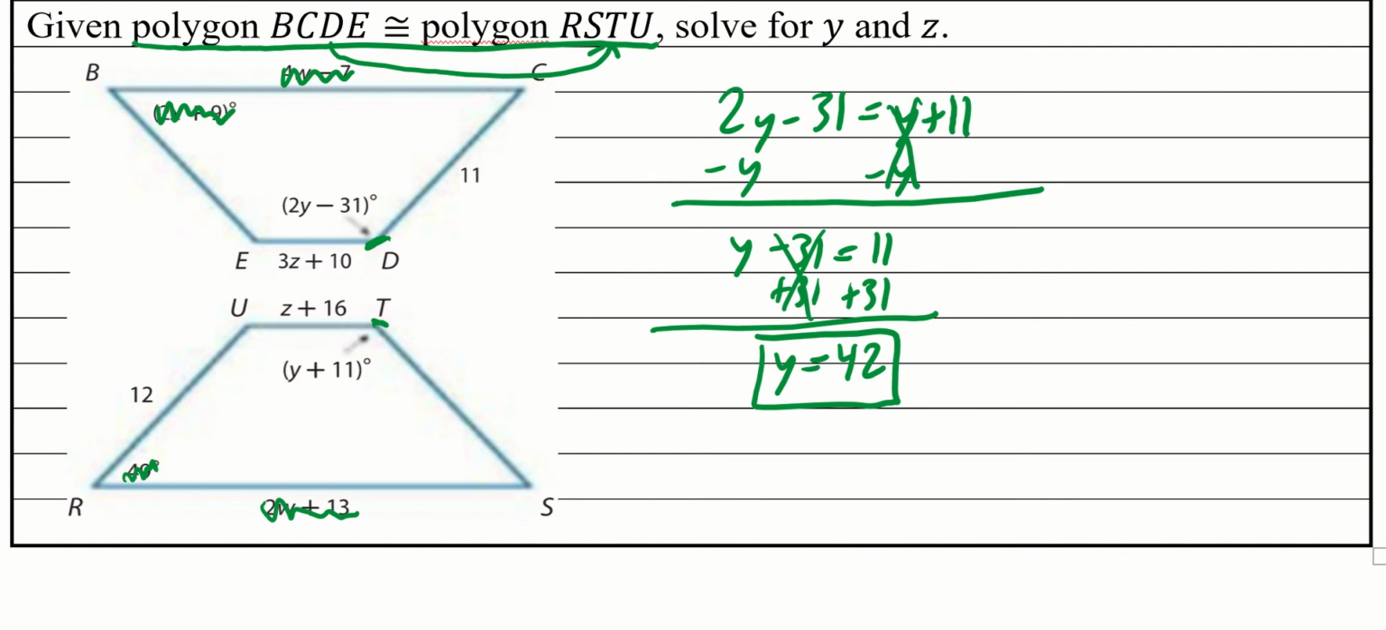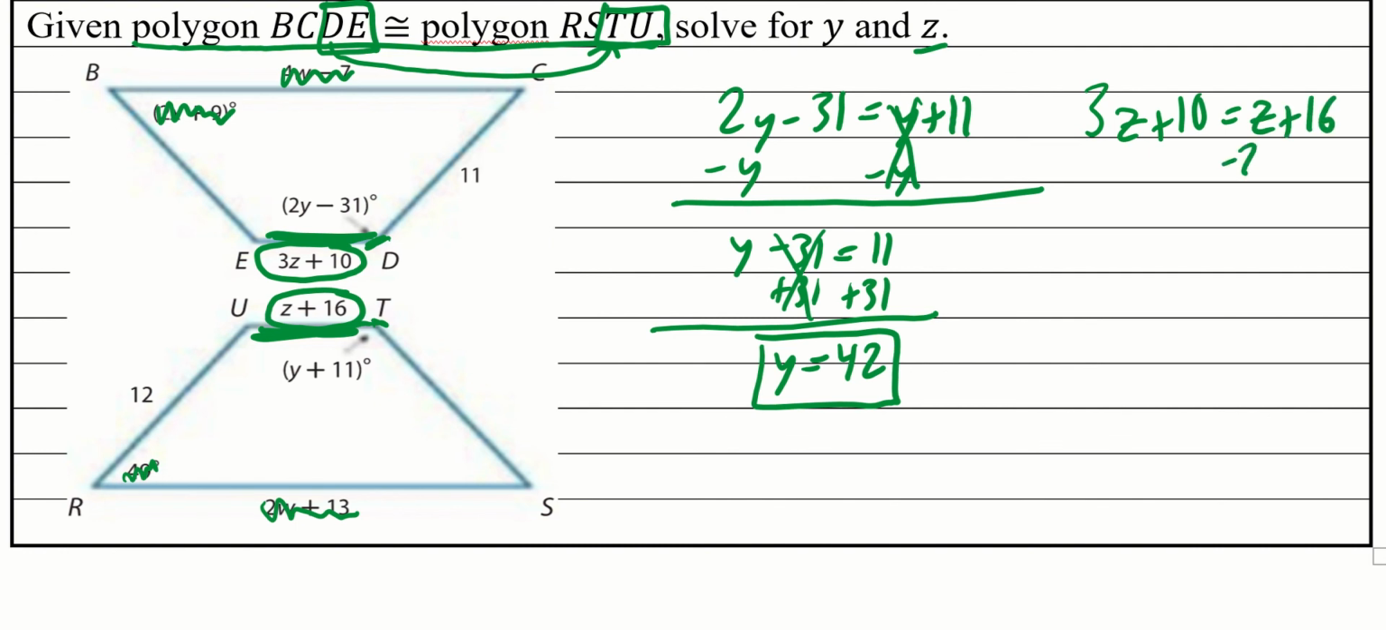Okay, next one, we also want to solve for z. If I look at this, I have two expressions with z: 3z plus 10 and z plus 16, and we notice the same kind of thing. If I have side length DE and TU, looking at my letters, DE matches up with TU. Since those match up, those are also going to be congruent. So I can say 3z plus 10 equals z plus 16.